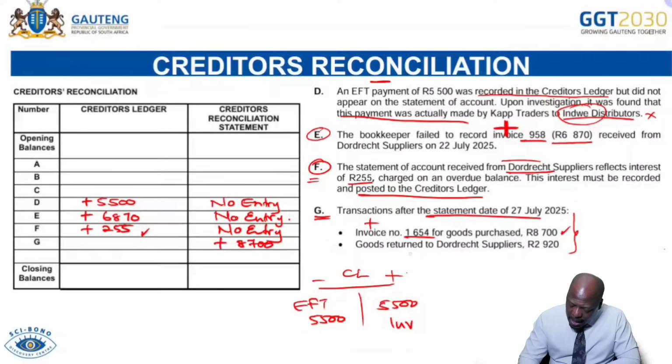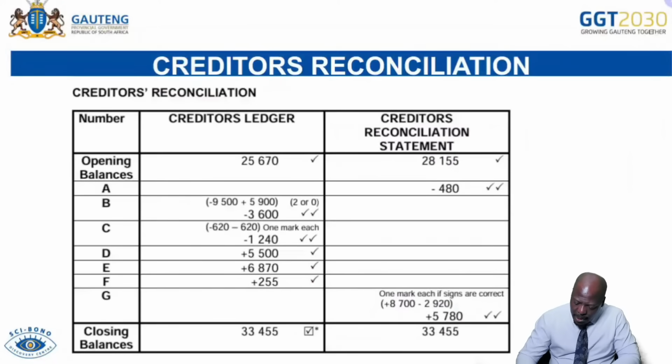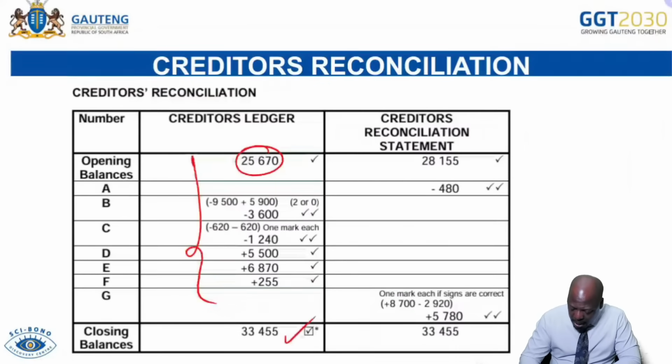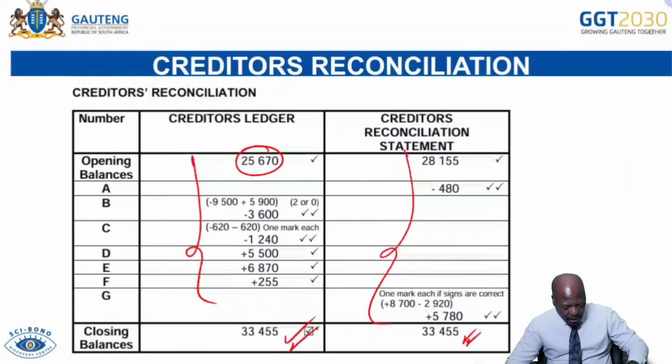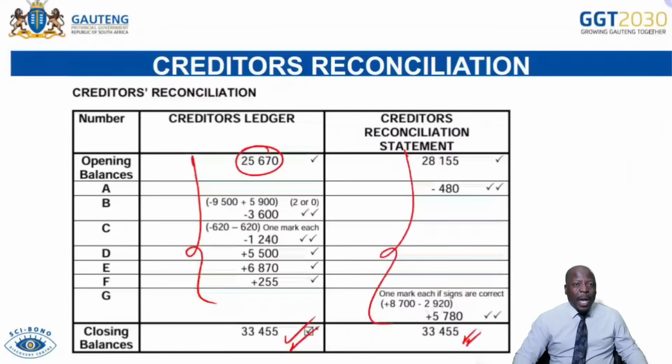Goods returned, it's a minus. So we come in, then we say minus 2,920. And then we take our calculators, we add everything. All right, so we add, remember to add your opening balances as well, so that we end up with that. Remember to add all your amounts so that we end up where it balances. So this was the first version of the creditors reconciliation, where we did the creditors ledger versus the statement.